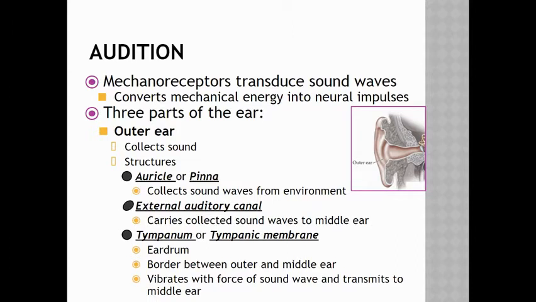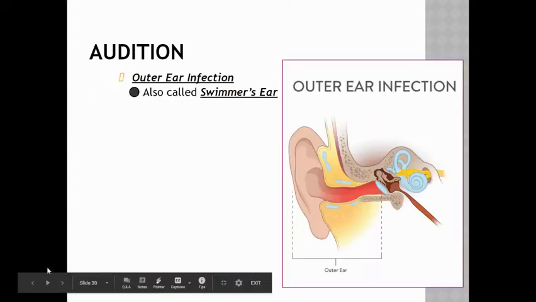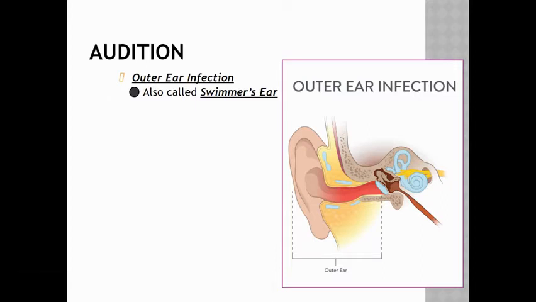And then the tympanum, or the tympanic membrane, is the eardrum. The eardrum is the border between the outer and the middle ear, and it vibrates with the force of the sound waves that have gone into the external auditory canal and then transmits those sound waves to the structures of the middle ear. An outer ear infection is also called swimmer's ear. So that's when there is an infection in the outer section of the ear.